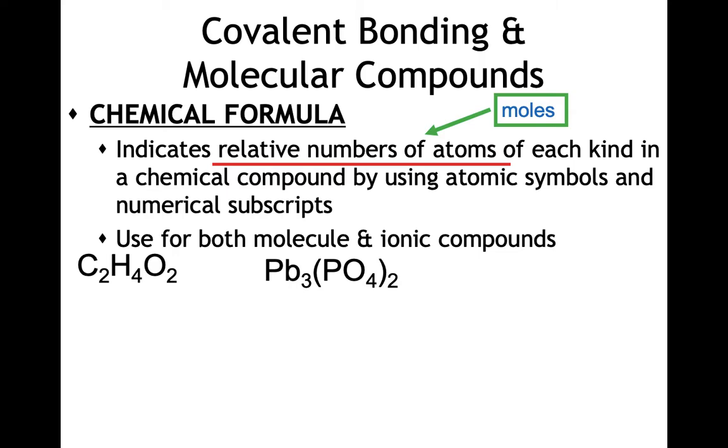We're going to look at how you interpret Pb3(PO4)2 and C7H5NO2 3. We'll learn how to name those later on.